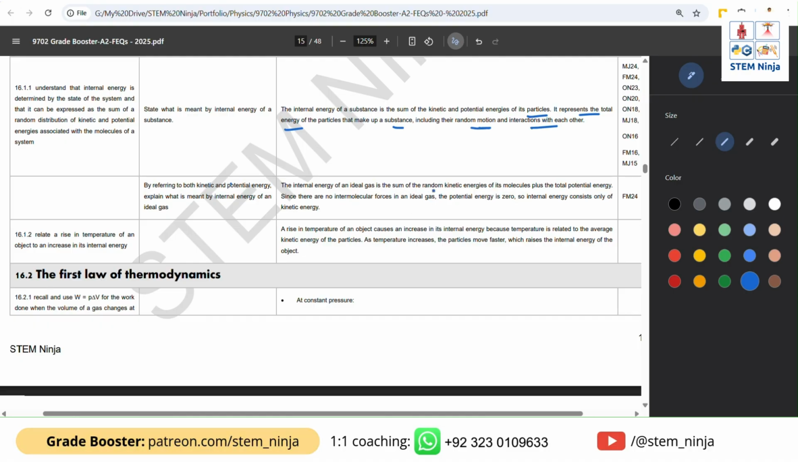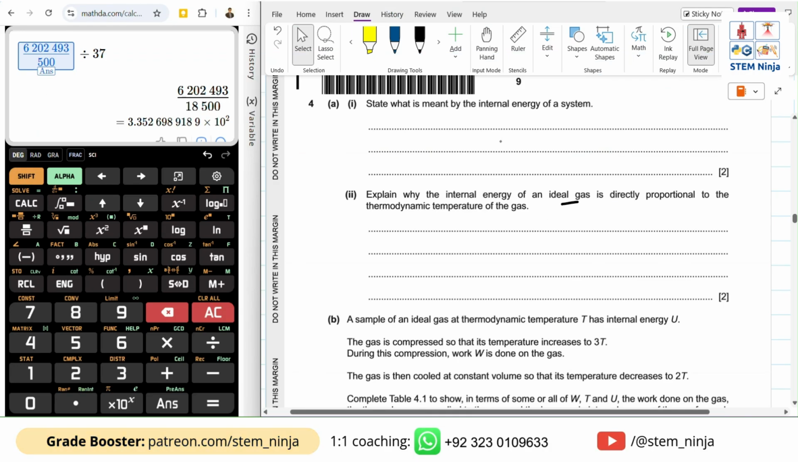So internal energy is the sum of random kinetic energies of its molecules plus the total potential energy. However, since there are no internal molecular forces in an ideal gas, potential energy is zero. So internal energy consists only of kinetic energy. Now, the other point, its temperature is related to the average kinetic energy of the particles. As temperature increases, particles move faster, which increases the internal energy of the object. So somehow we need to merge this into this.